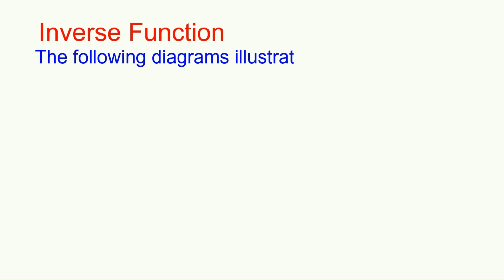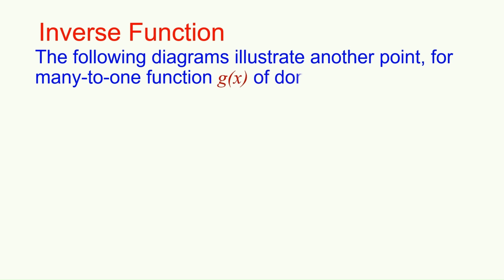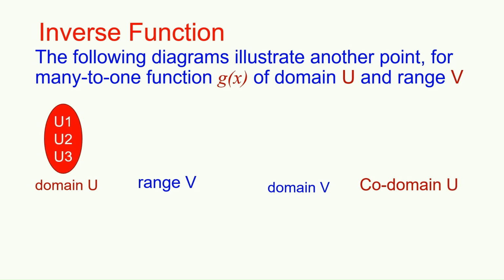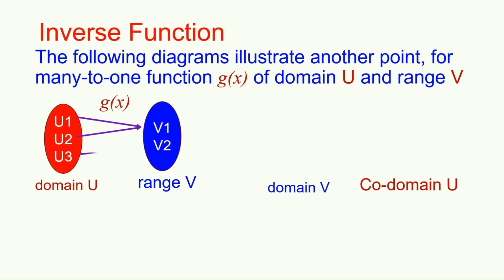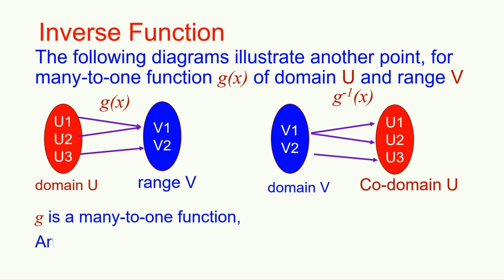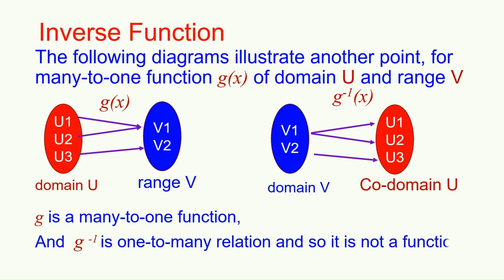The following diagrams illustrate another point. For a many-to-one function g(x) of domain U and range V, we take a domain U of elements, say u1, u2, u3, and a function g(x), to convert it to the range of elements v1, v2. Then we take the output range as domain V of elements v1, v2, and use the inverse function g inverse to get the elements u1, u2, u3 of the codomain. g is a many-to-one function, and g inverse is a one-to-many relation, and so it is not a function.